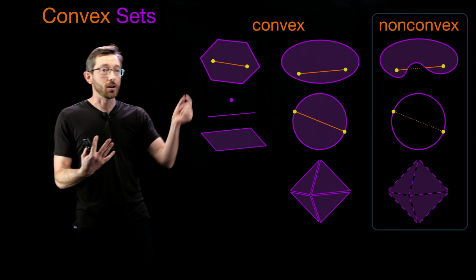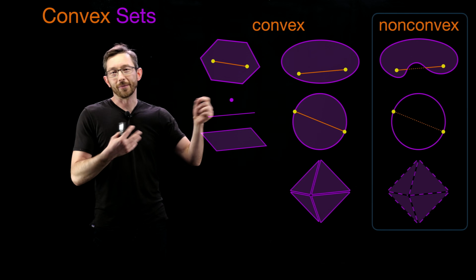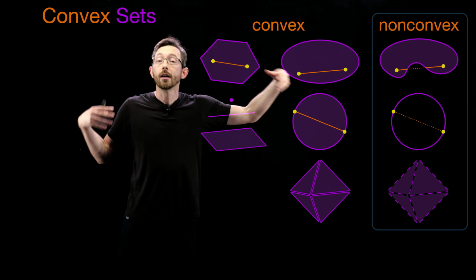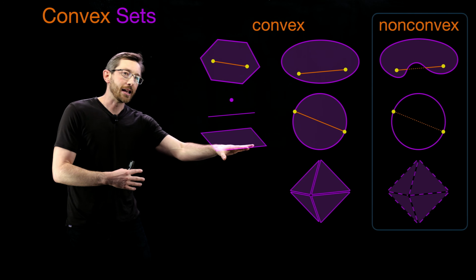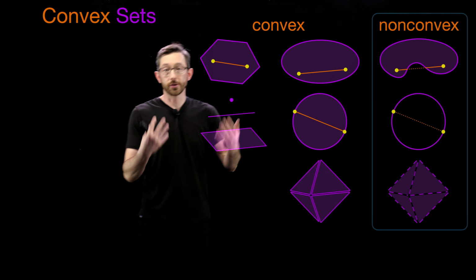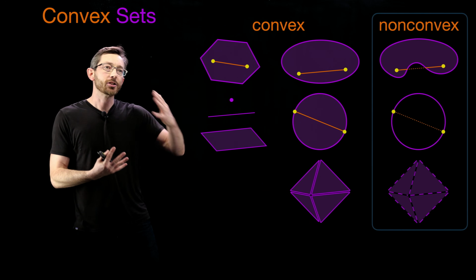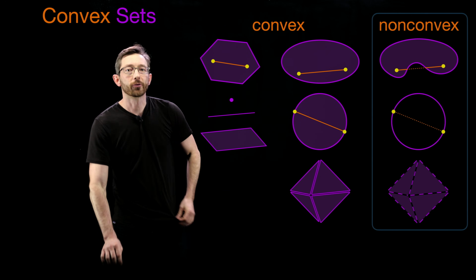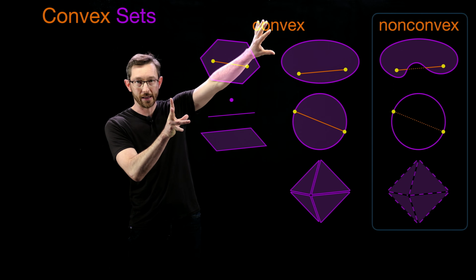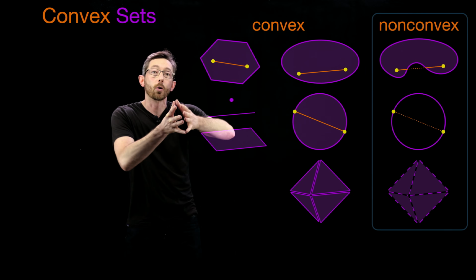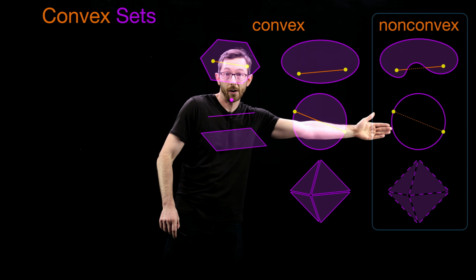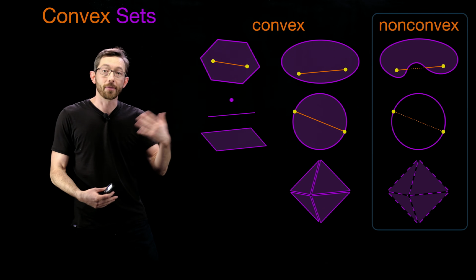Other good examples are a point, which is trivially convex. A line segment or an infinite line, those are both convex. A section of a plane or an entire plane or a half plane, those are also convex. And these generalize to higher and higher dimensions. So for example, a positive quadrant of a three-dimensional space would be convex. Or the entire three space is also convex. Or the positive half space where x is greater than or equal to 0, that would be convex.